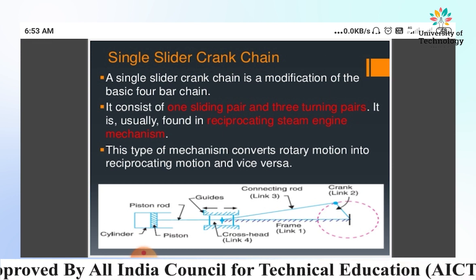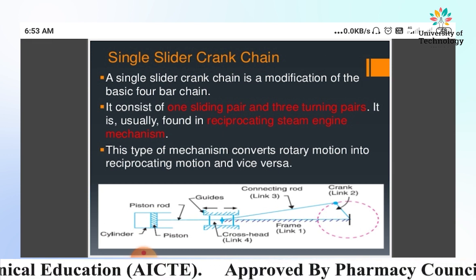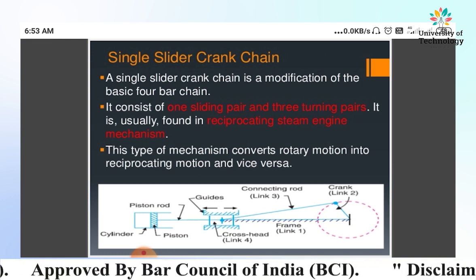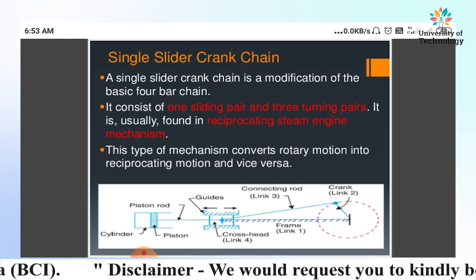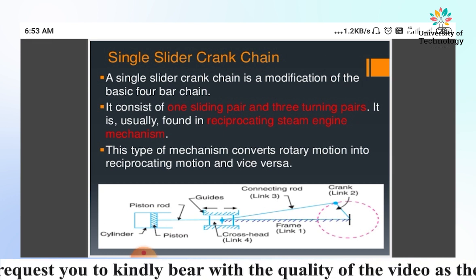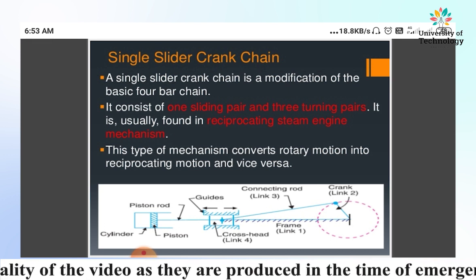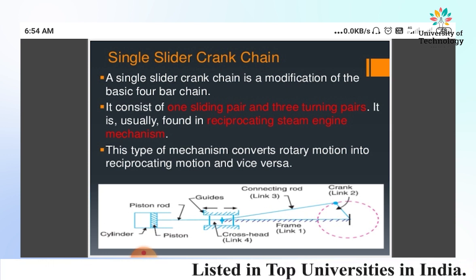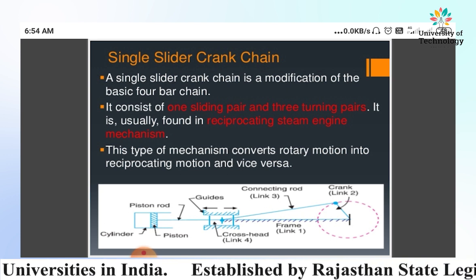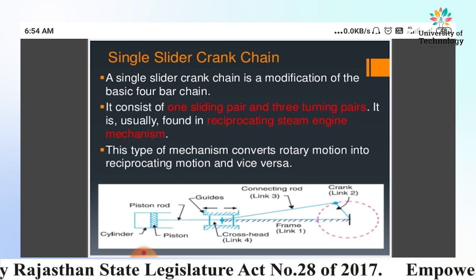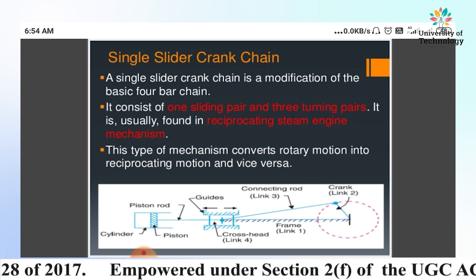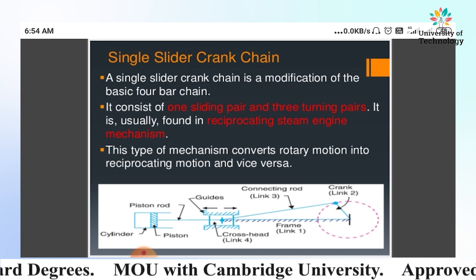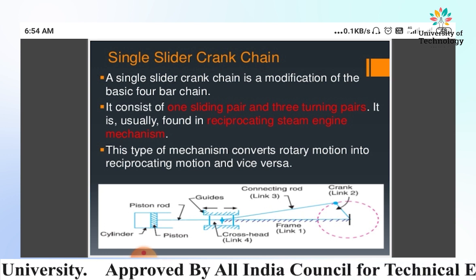Single slider crank chain. A single slider crank chain is a modification of the basic four-bar chain. It consists of one sliding pair and three turning pairs. It is usually found in reciprocating engine mechanisms. This type of mechanism converts rotary motion into reciprocating motion and vice versa. As given in the figure, we can easily understand the single slider crank mechanism: link 1 is fixed, that is the frame, link 2 is called the crank, link 3 is called the connecting rod, and link 4 is the crosshead.